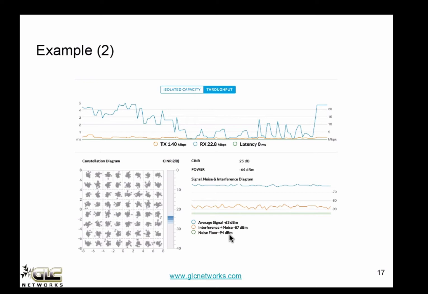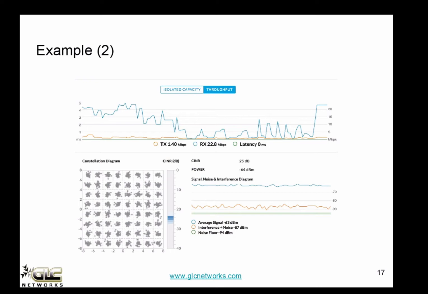Interference plus noise is minus 87. In order to have a good signal, I have to be on top of it. My signal strength should be, for example, 20 dB above that. Minus 87 is the interference plus noise, so 20 dB above it would be minus 67 dBm. In this case, my signal is minus 63 dBm, which means it is good. So that's the difference between interference and noise.